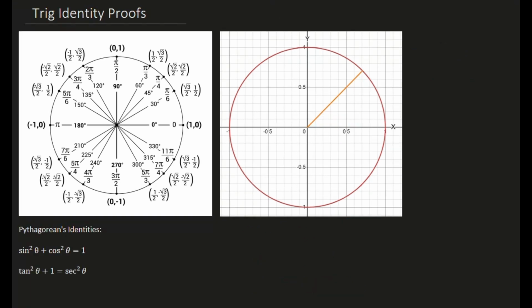The next Pythagorean theorem identity we're going to look at is tangent squared theta plus 1 equals secant squared theta. Where this one comes from is actually pretty straightforward, if not hard to see. We take the first one that we just found, sine squared theta plus cosine squared theta equals 1, and we divide the whole equation by cosine squared theta.